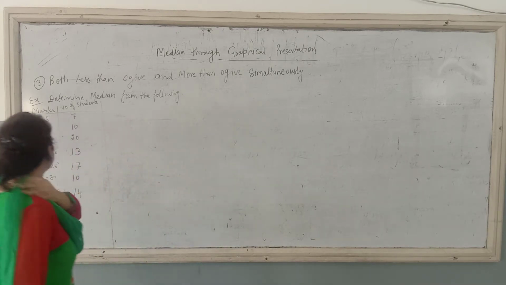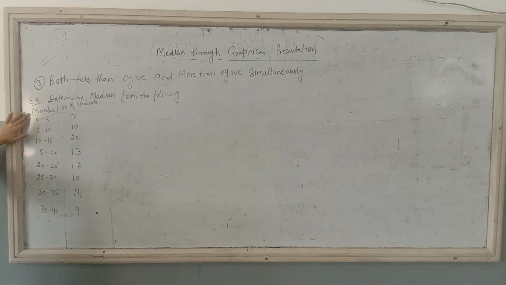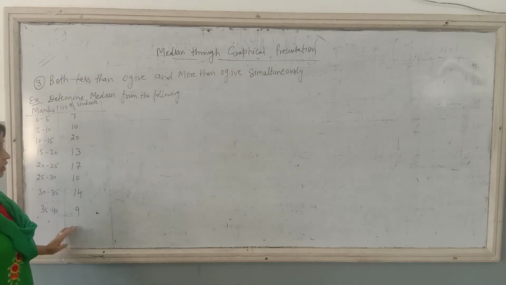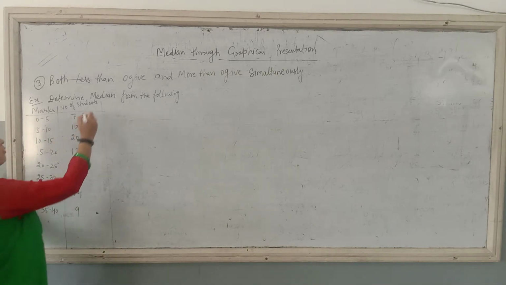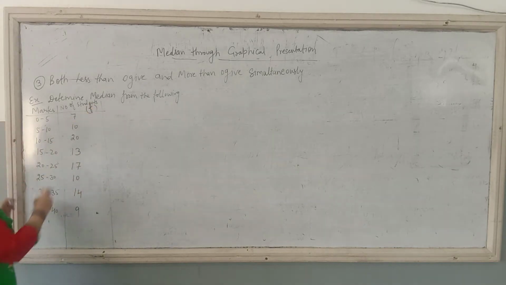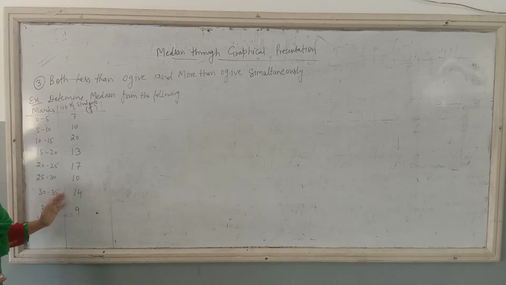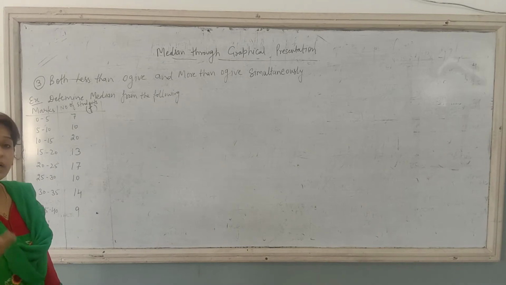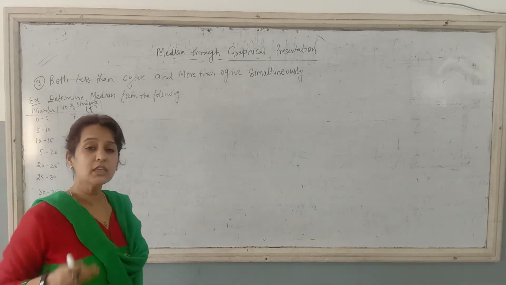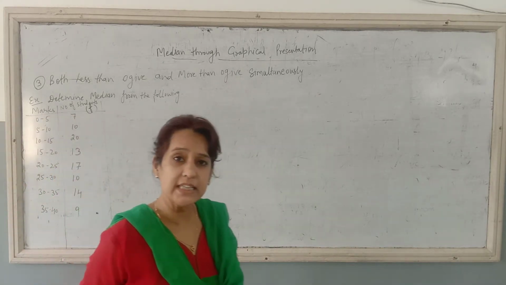First of all, the marks are given: 0 to 5, 5 to 10, 10 to 15, 15 to 20, 20 to 25, 25 to 30, 30 to 35, 35 to 40. The number of students, that means the frequency f, is also given: 7, 10, 20, 13, 17, 10, 14 and 9. First of all, we are going to convert this exclusive series, normal series, into less than series and more than series.